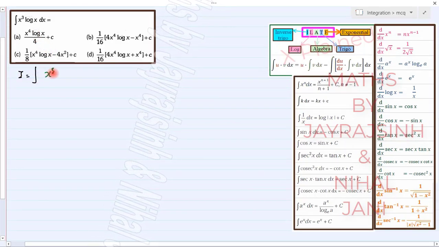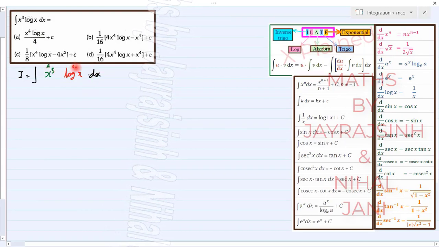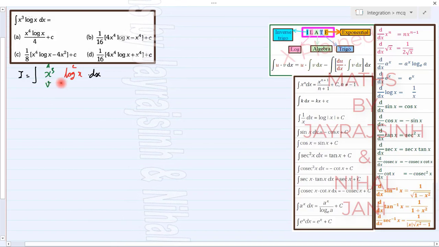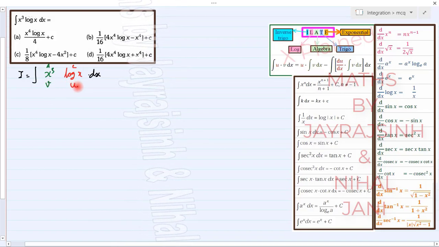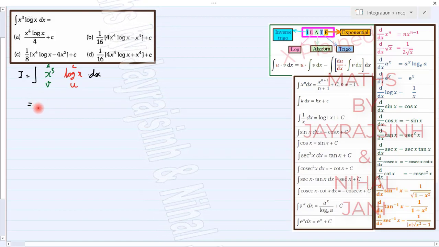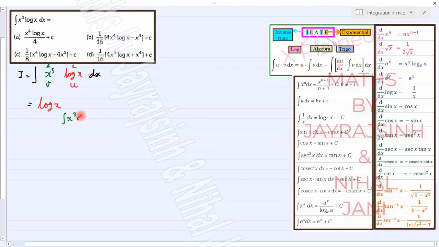Here we have to integrate x cube into log x. Your x cube is algebraic term and log x is logarithmic term. So x cube will be v and log x will be u. So we are ready to apply the integration by parts. Your log x will be as it is. We have to integrate your v, which is x cube.